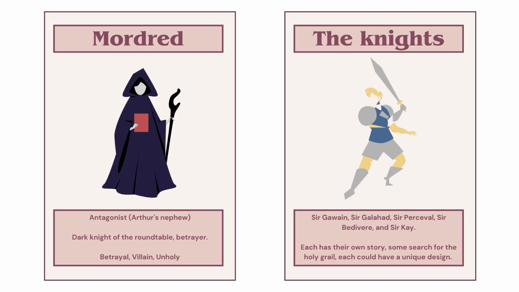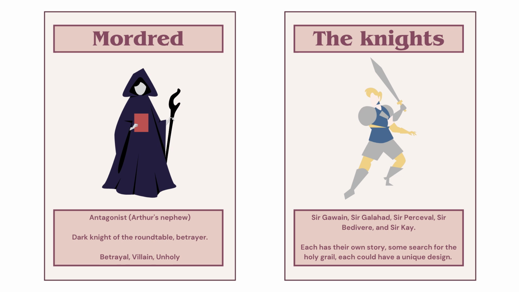We have Mordred, who's our main antagonist. Arthur's nephew, sometimes son, is a dark knight of the Round Table. He's a betrayer, a villain, unholy. And then we have the Knights of the Round Table. Sir Gawain, Sir Galahad, Sir Percival, Sir Bedivere, Sir Kay.